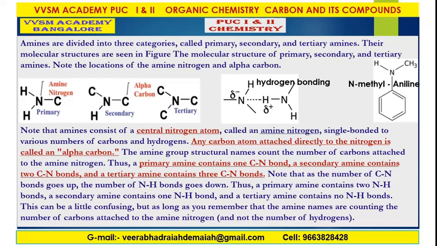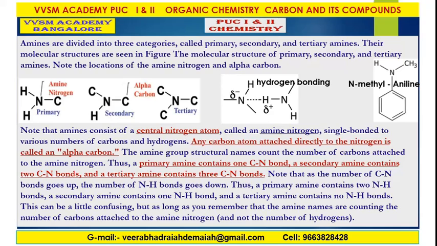Note the locations of the amine nitrogen and alpha carbon. What is alpha carbon, my dear friends? Alpha carbon is nothing but a carbon attached to the nitrogen. The molecular structures of primary, secondary and tertiary amines are shown. Note the locations of the amine nitrogen and alpha carbon. The amine nitrogen and alpha carbon are important factors to know about the functions and identification of amines.